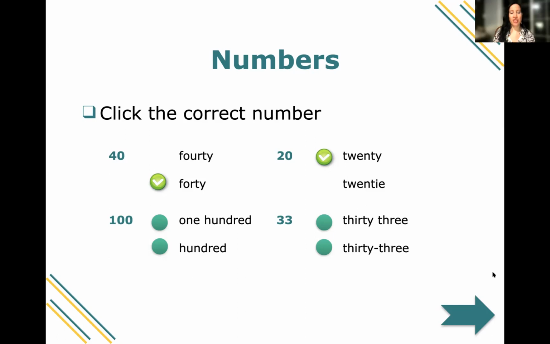What about 100? This is one that a lot of people say incorrectly. Would it be 100 or 100? 100. What about 33? 33 without the dash or 33 with the dash? 33. Are you repeating these with me? Remember, part of learning English is we have to not only spell, but we also have to say it together, okay?